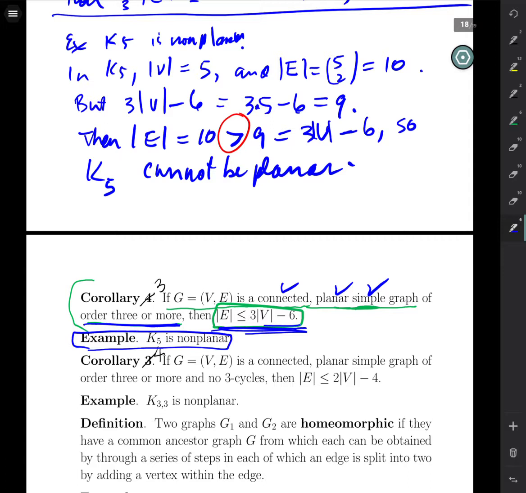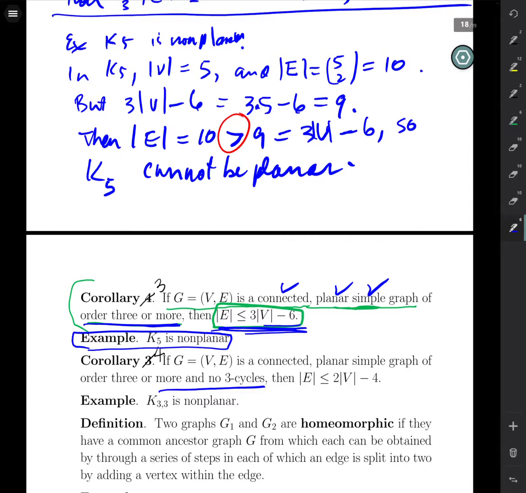Now, another similar inequality that we got in corollary 3 can be gotten in the special case that we know one more thing, that is that the graph has no 3 cycles. Because if it has no 3 cycles, then every region must have degree at least 4. It must have a walk of at least 4 edges to form a closed walk, forming the boundary of a region. The only way you could have an unbounded region of degree 3 would be if you had 3 edges in the unbounded region and all the other part of the graph took place down here, but that's a 3 cycle. So every region, including the unbounded one, would have to have degree at least 4.